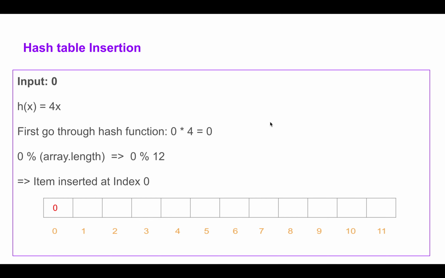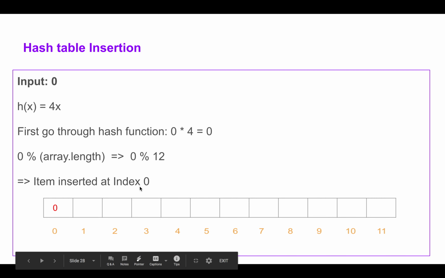Let's insert 0. The first thing that we do is hash this value. The hash function was 4x, given any input, right? So the first thing I'm going to do is 0 times 4, because we had to put this through our hash function. If I gave this hash function h of 0, I should get 4 times 0, which is just 0. Now that we have that number, we have to mod by our array length. Our array length is 12. So 0 mod 12 is just 0. So we insert this item at index 0.